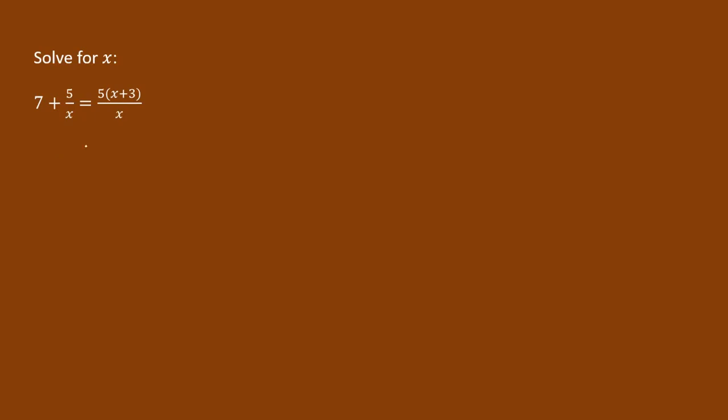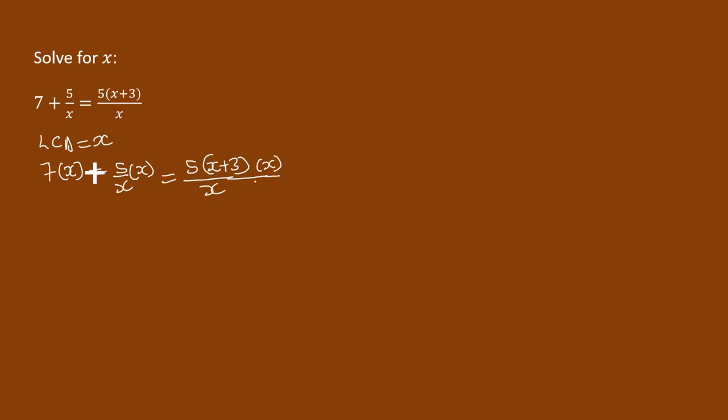When solving equations with fractions, we can multiply each term in the equation by the LCD. Like here, our lowest common denominator, or LCD, is equal to x. So we can multiply every term by x. So it's going to be 7 times x, 5 over x times x is equal to 5x plus 3 over x, then times x.